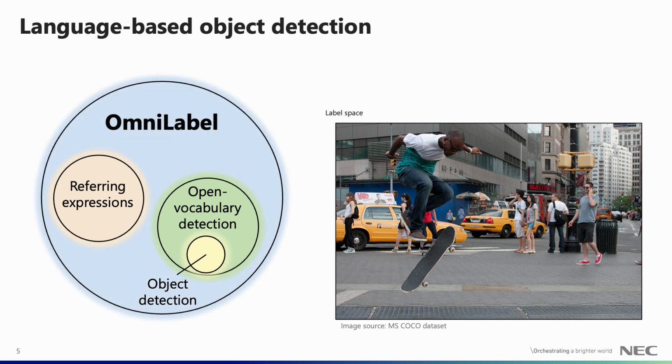And while there have surely been other detection settings, the goal of our proposed work, OmniLabel, is to set up a task and benchmark that subsumes standard object detection, open vocabulary detection, and referring expression comprehension.